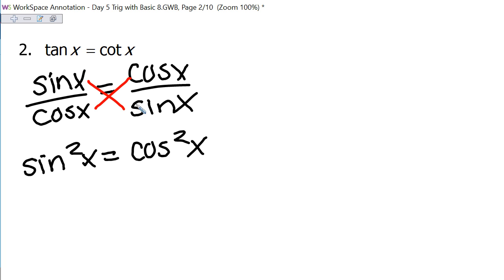Now that's better because I no longer have fractions, but do I have the same trig? Do I have a sine and a sine, or a cosine and a cosine? No. I want them to be the same. So if you notice, we have a square. So if you have a square, then an identity we could replace one of these with would be a Pythagorean identity. Remember, sine squared plus cosine squared equals 1?